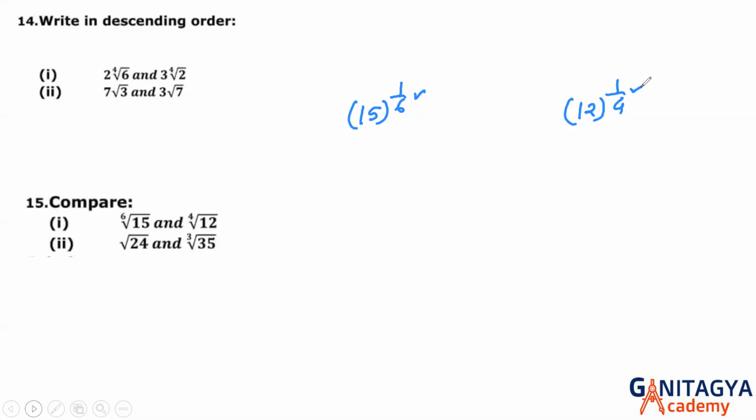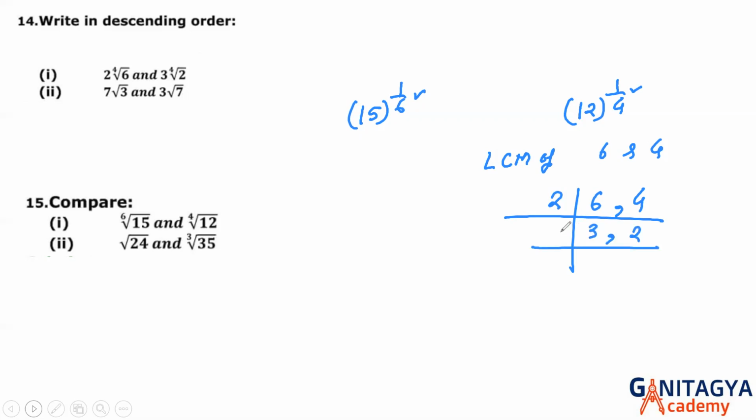So now its power is 1 by 6 and its power is 1 by 4. So how can we compare it? We have to make the powers equal. So for equating the power, we will take the LCM of 6 and 4. For the LCM of 6 and 4, I will use the long division method. So first I will take 2. So this is 3 and this is 2. Again I will take 2. So 3 will be the same and it is 1. Then I will take 3. So 1, 1. So the LCM is 2 square into 3. So I can say it is 12. Okay, so the LCM is 12.